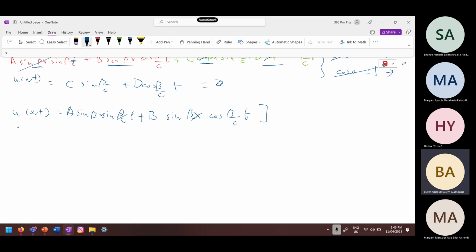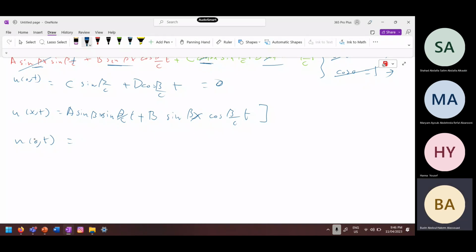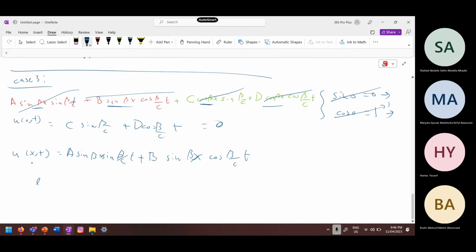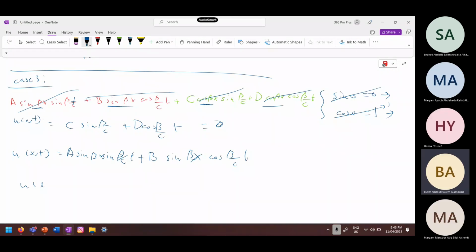Now this needs another boundary condition. You have 0 t, or the same boundary condition actually. No, sorry. Yes, that needs a second boundary condition, sorry. U of L and T.